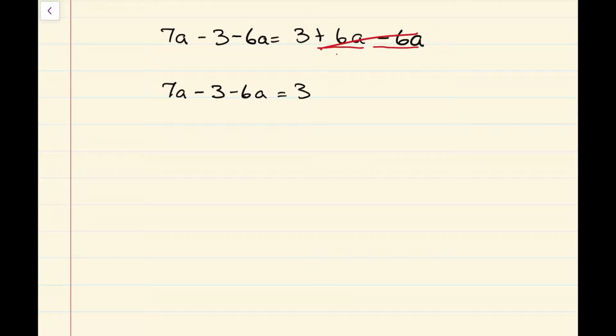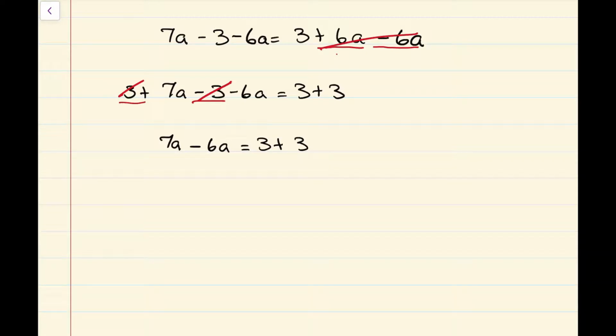Okay, so now that we've removed the 6a from the right side of the equal sign, we're going to carry this -3 over, this one over here. And so to do that, we would just have to add 3 on both sides. So if we add 3 on this side, we would have to add 3 on the other side of the equal sign. And when we have a +3 and a -3, they both cancel out each other. So then the resulting equation would just be 7a minus 6a is equal to 3 plus 3.